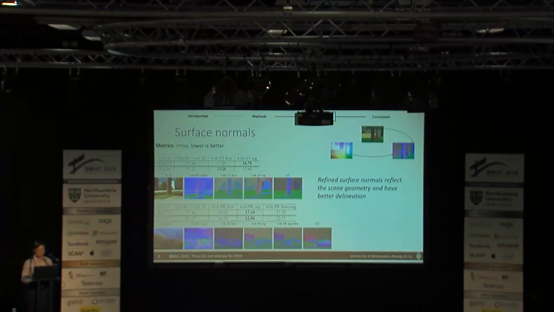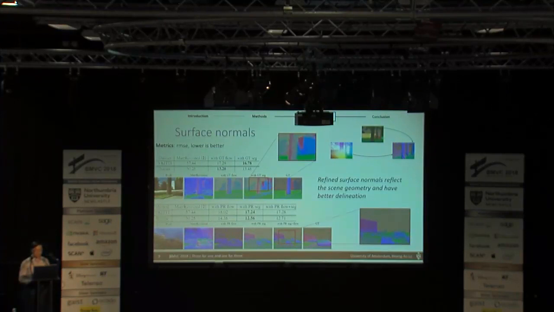In the case of surface normal, the baseline was trained for indoor scenes and objects, so it does not perform very well for driving and nature scenes. Yet with the supplementary modalities, namely optical flow and segmentation, the refinement network can still recognize the geometric structure of the scene, like the road, the building, the trees, the fence, and so on.